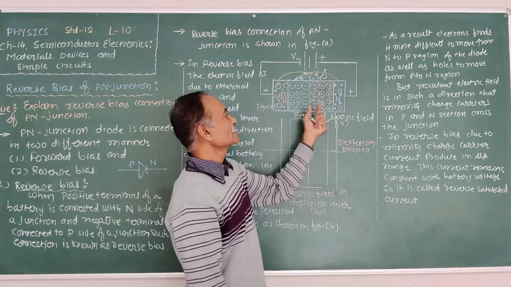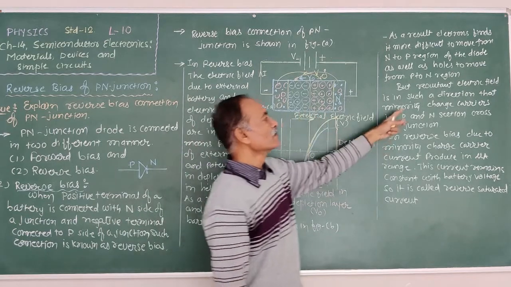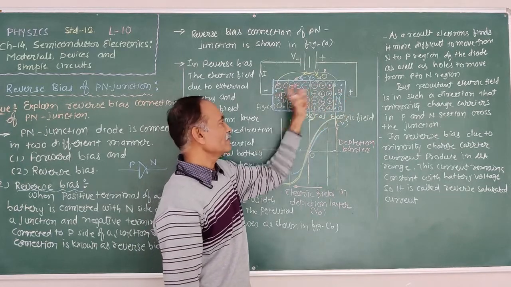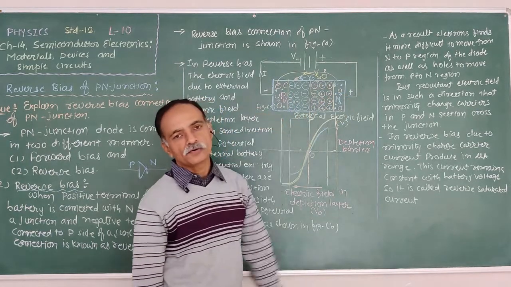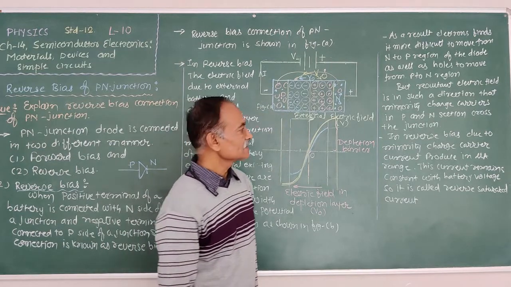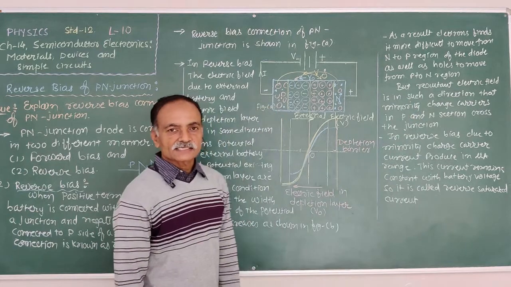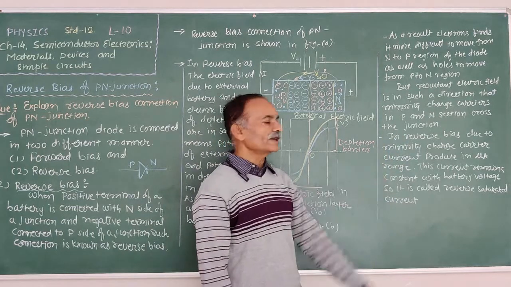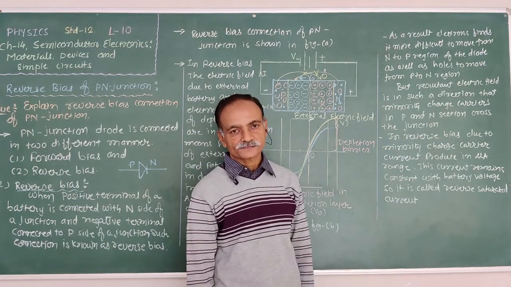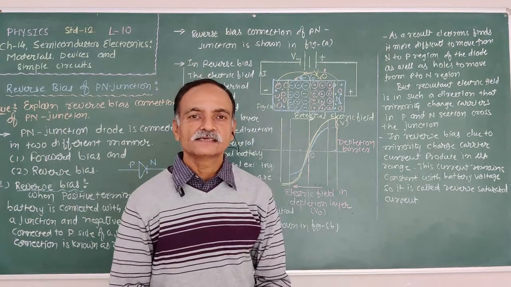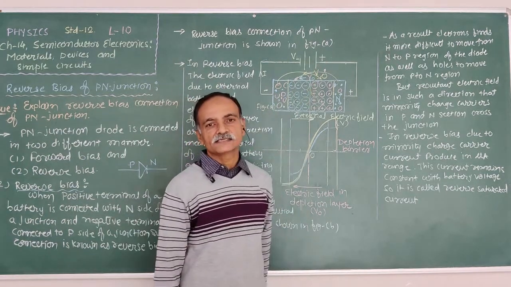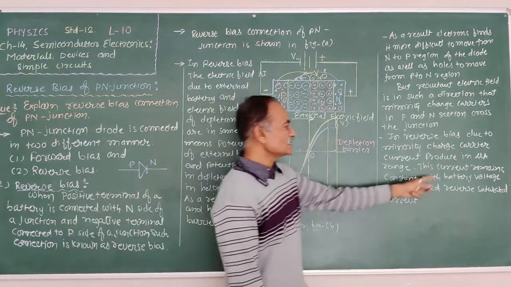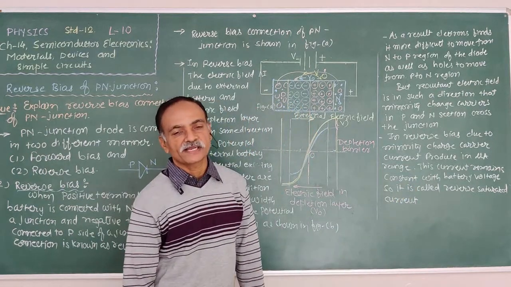Therefore, in reverse bias, the electric current is formed due to the motion of minority charge carriers: electrons from P to N, and holes from N to P. Thus, in reverse bias, the current is very small, only due to the minority charge carriers. Therefore, it is in the order of microampere. As we increase the applied external voltage, there is no change in the electric current. Therefore, this current is known as reverse saturation current.